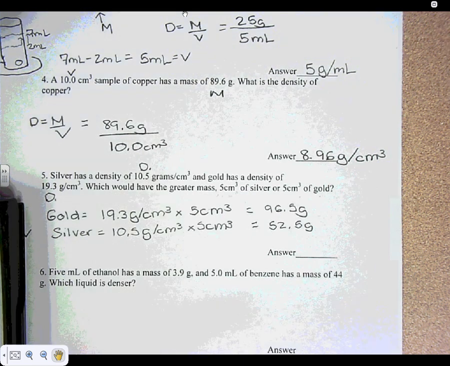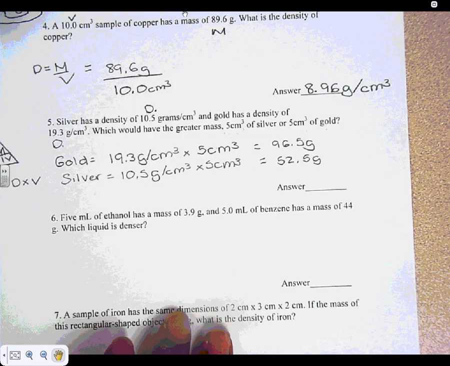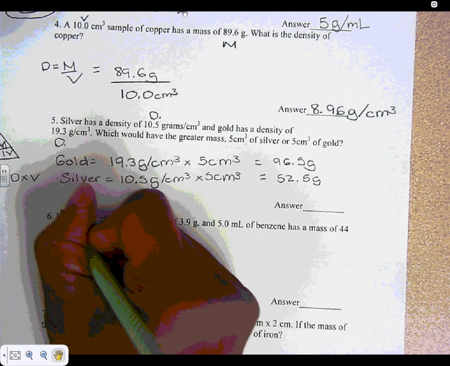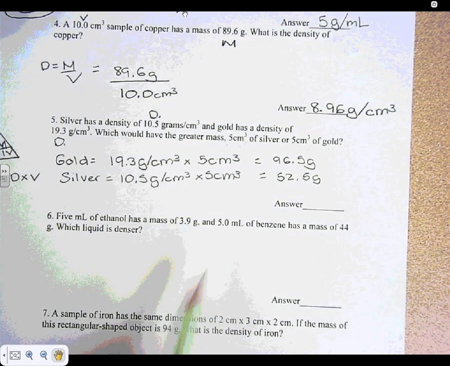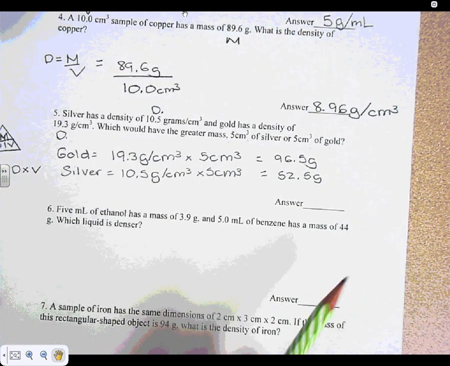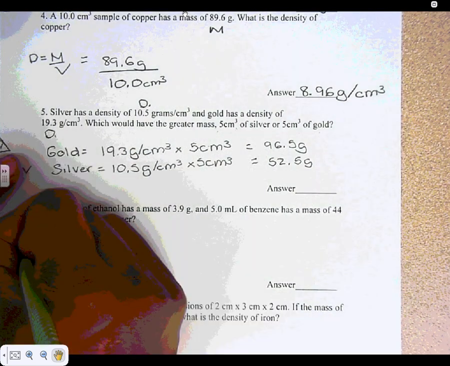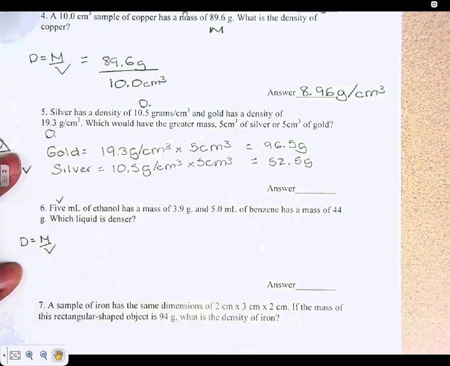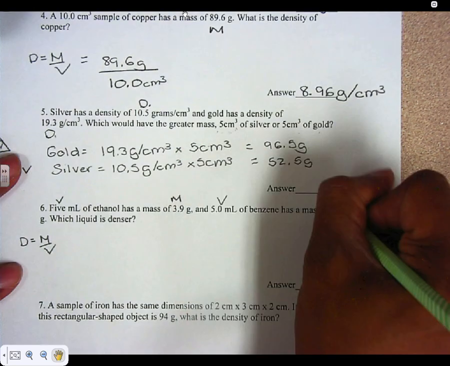Okay? All right, so let's look at one more. Well, maybe two more. Might have time. All right, so I have 5 mils of ethanol. Yeah, they tried to put that on there. That's a liquid volume. 5 mils of ethanol has a mass of 3.9 grams, and 5 mils of benzene has a mass of 44 grams. Which liquid is denser? So to compare these, we are going to have to compare their densities. D is equal to M over V. This is a volume. This is a mass. This is a volume. This is a mass.